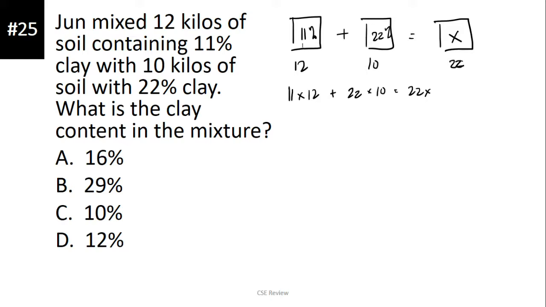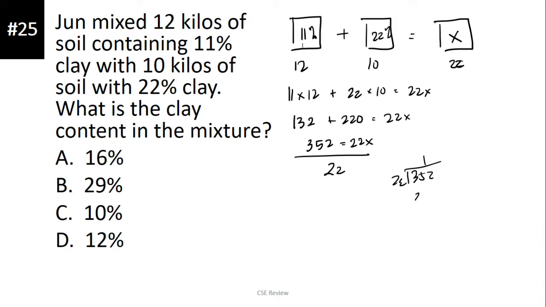Okay, so this is going to give us 132 plus 220 is equal to 22x. So this is going to give us 352 is equal to 22x. Divide mo lang siya sa 22. So you have 352 divided by 22, which is 1, 22. This is going to give us 13.